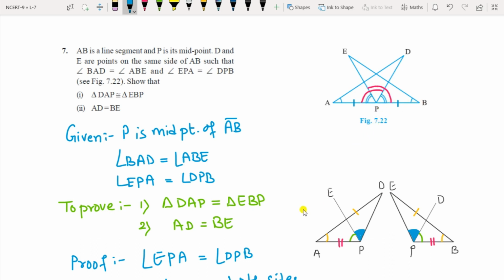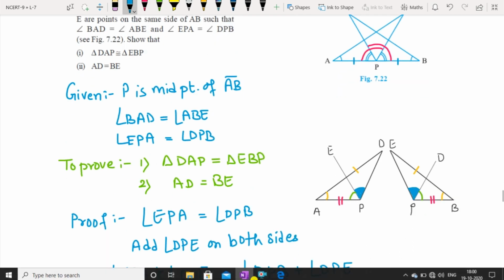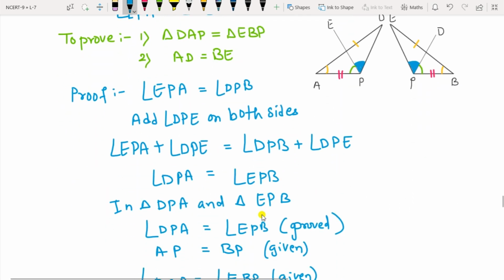Right here, let us start with the proof. Whatever is given, write it. EPA is equal to DPB, that is in green color. Then add DPE on both sides, that is in blue here. So you will get DPA equal to EPB. So this whole angle will be equal to this whole angle.